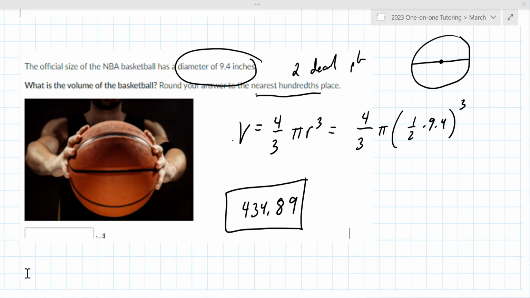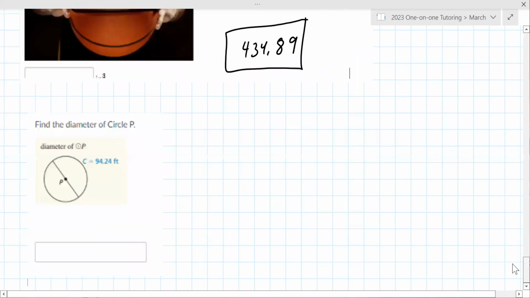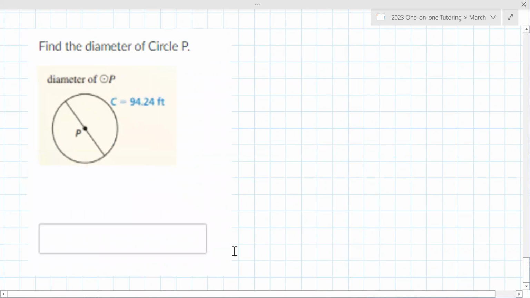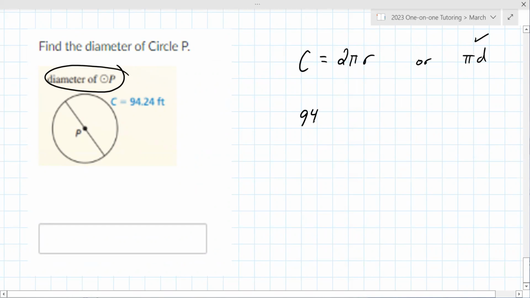All right, just moving on here to the next question. Find the diameter of circle P. So for the circumference I mentioned earlier, there are 2 formulas: 2 pi r or pi times diameter. Since you're asked to find diameter, it's better to use the second formula. So the circumference, 94.24, equals pi times diameter. Pi is a number, so we're just solving for d here. We're going to divide both sides by pi.